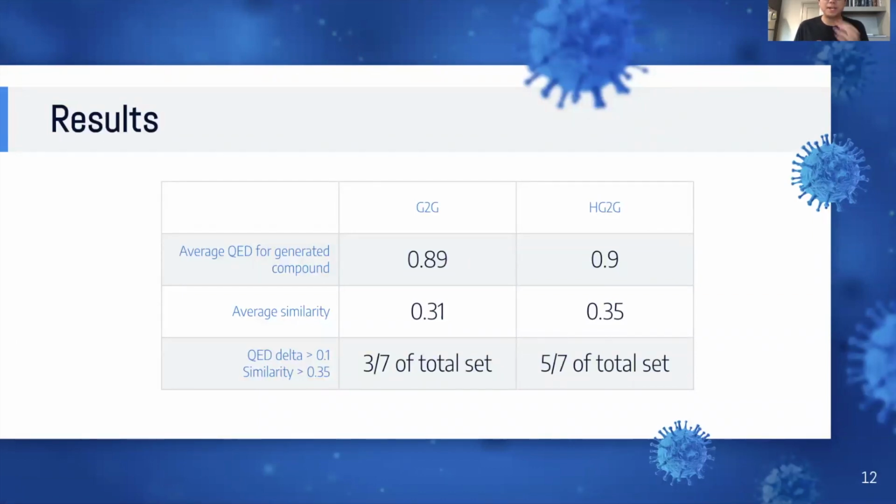In G2G and HG2G, you can see they have very similar average similarity and average QED. However, in G2G, only 3/7 of the set fit into our filtering criteria, which is that you have to be more like a drug. So QED delta has to be larger than 0.1. Meanwhile, you want to be similar to the original drug because we know the original drug works and you want to generate something very similar to it. And in this case, HG2G does a much better job at generating possible drugs.